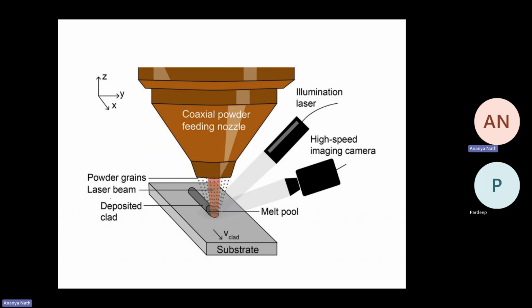So metal powders are coming, laser is coming, directly interacting over the build plate and depositing the material. This is the deposited bead, already deposited, and now it is depositing in this direction. This is called the cladding head, from which the laser and the powder all come at the same time.